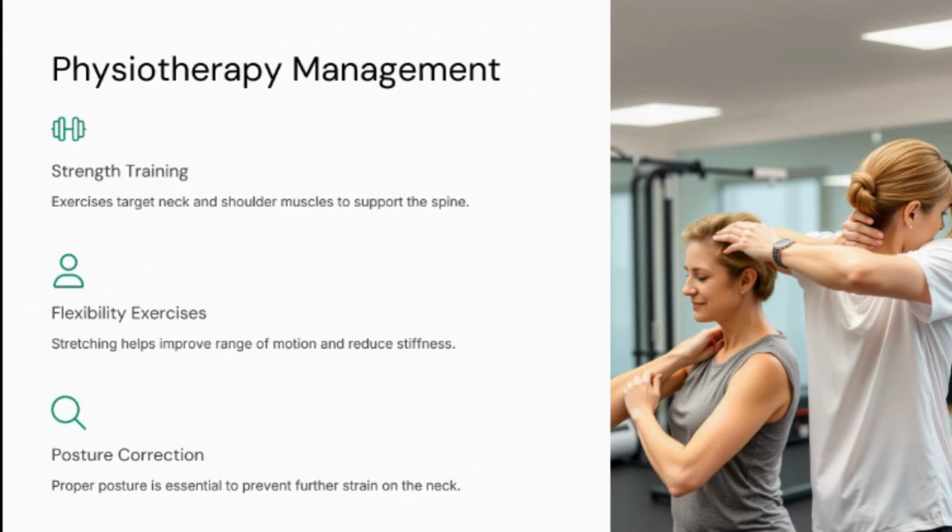Strength training exercises target neck and shoulder muscles to support the spine. Flexibility exercises, stretching, help improve range of motion and reduce stiffness. Postural correction, as I said, is really important. Proper posture is essential to prevent further strain on the neck. Ergonomic advice, soft collars if required, proper rest. Every 45 minutes you should get out of your chair. If you have a desk job, get up from your seat, take a walk, do some normal mobility exercises head to toe, and then get back to work.